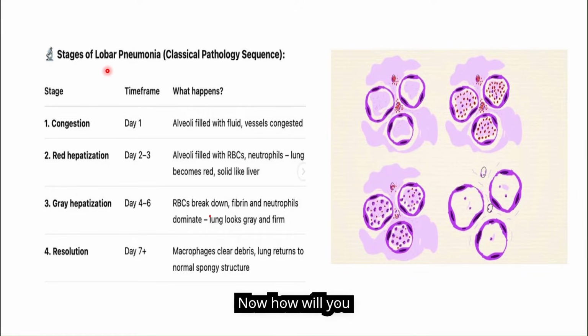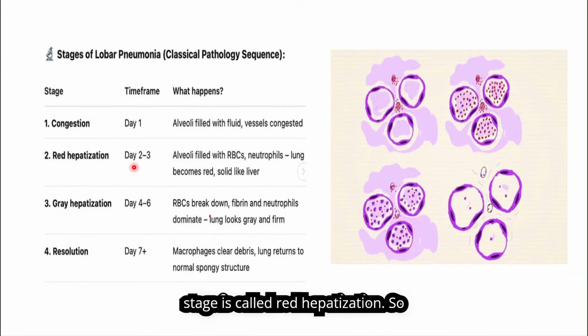Now, how will you differentiate stages of lobar pneumonia? So there are 4 stages of pneumonia: congestion, red hepatization, gray hepatization and resolution. Why is it called red hepatization? Because it is becoming solid like liver, and its alveoli are filled with RBCs and few neutrophils. So this stage is called red hepatization.